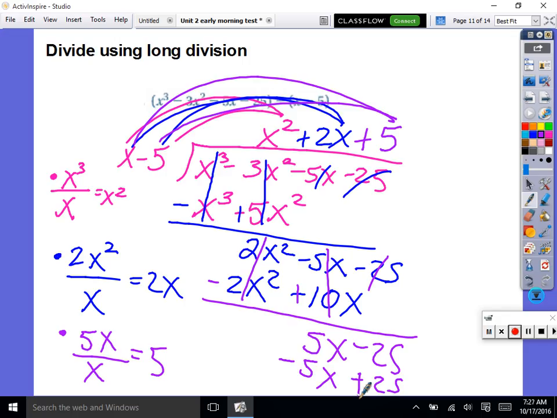Okay, awesome. So my question is, was that a factor? Yeah, because remainder is 0. If not, you'd say no. So this would be our answer, right? Okay.